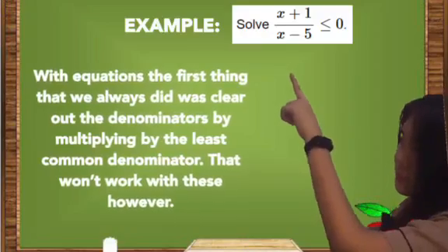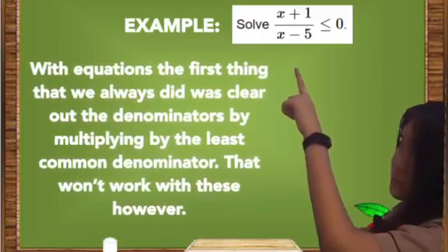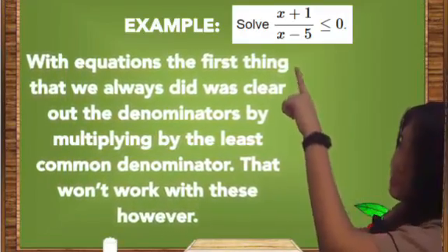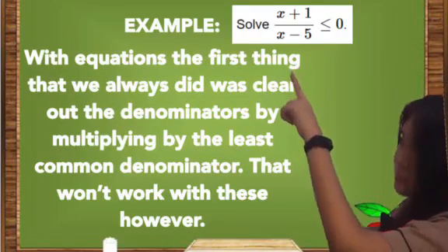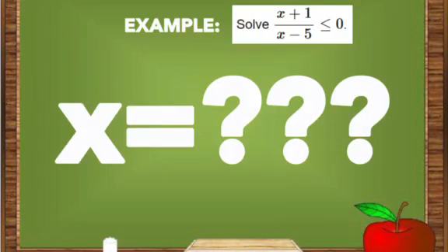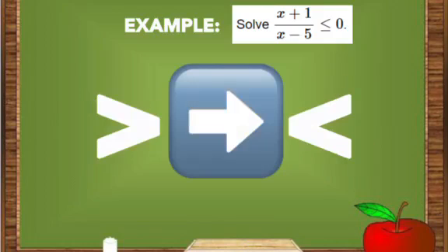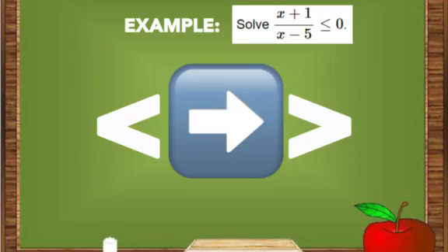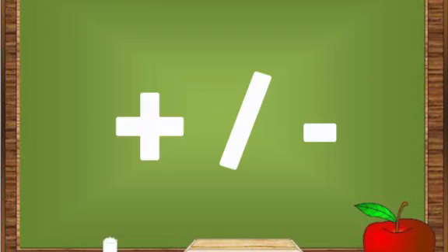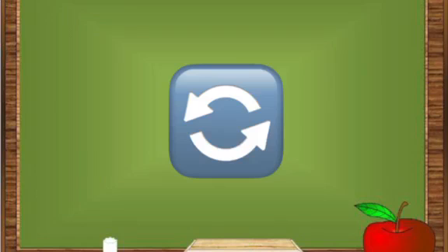With equations, the first thing that we always did was clear out the denominators by multiplying by the least common denominator. That won't work with this, however. Since we don't know the value of x, we can't multiply both sides by anything that contains an x. Recall that if we multiply both sides of an inequality by a negative number, we will need to switch the direction of the inequality. However, since we don't know the value of x, we don't know if the denominator is positive or negative, and so we won't know if we need to switch the direction of the inequality or not.